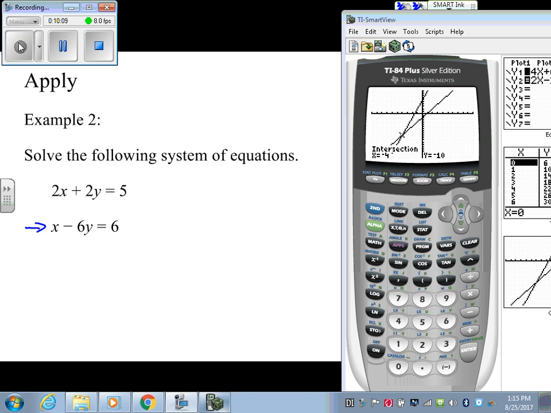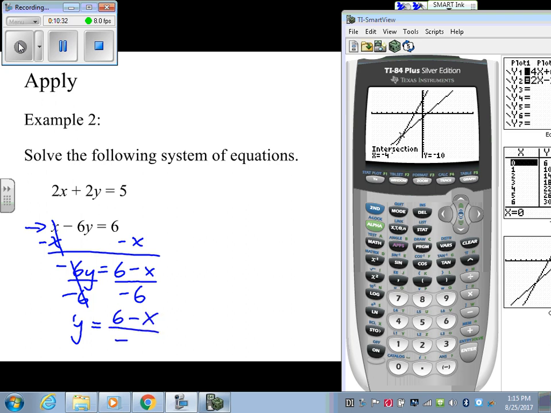So I'm going to get rid of this x. It's positive x. To move it to the other side, I subtract x from both sides. So now I have negative 6y equals 6 minus x. Now technically, to be in slope-intercept form, I should put the x first, but I'm really just interested in getting y by itself. So I'm going to divide and get y equals 6 minus x all over negative 6.